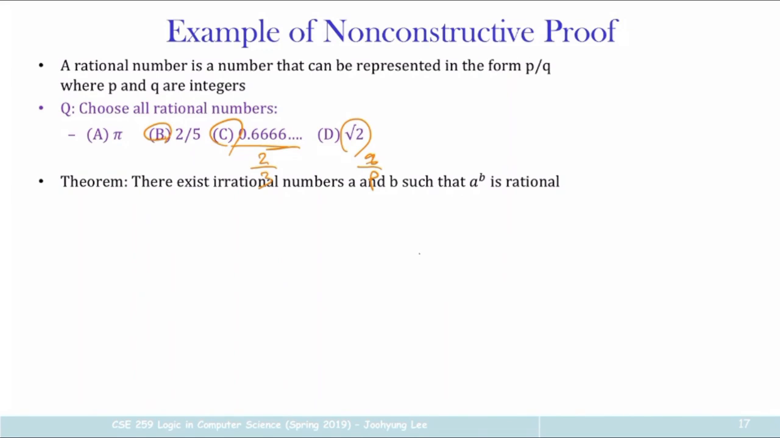So one of the examples for this non-constructive proof is this. There exist irrational numbers a and b such that a to the power of b is rational. Okay? So can anyone give these numbers a and b? These numbers a and b must be irrational, but when you make it a to the power of b, suddenly it becomes rational. Can you find them?